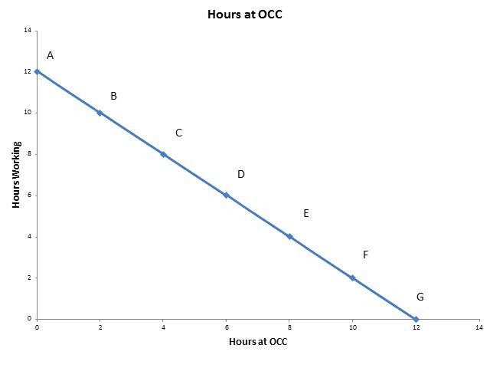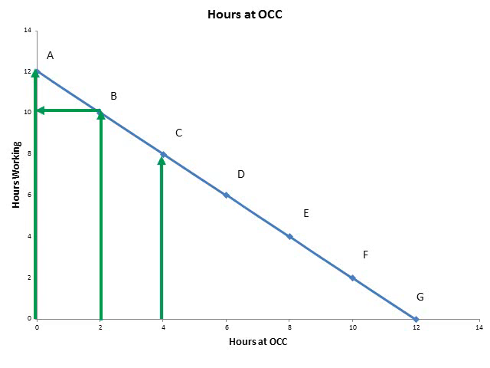The graph is important because it shows the data from the table describing the trade-off between the number of hours spent studying and the number of hours spent working. If Joe studies 0 hours, he can work 12 hours. If Joe studies 2 hours, he can work 10 hours.